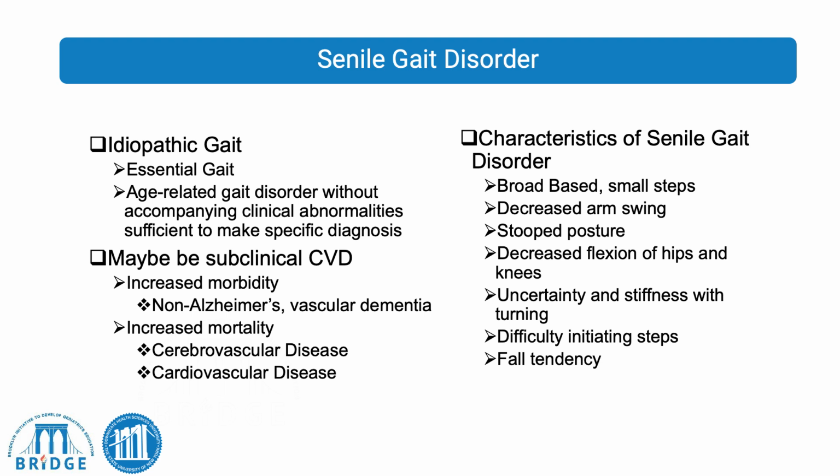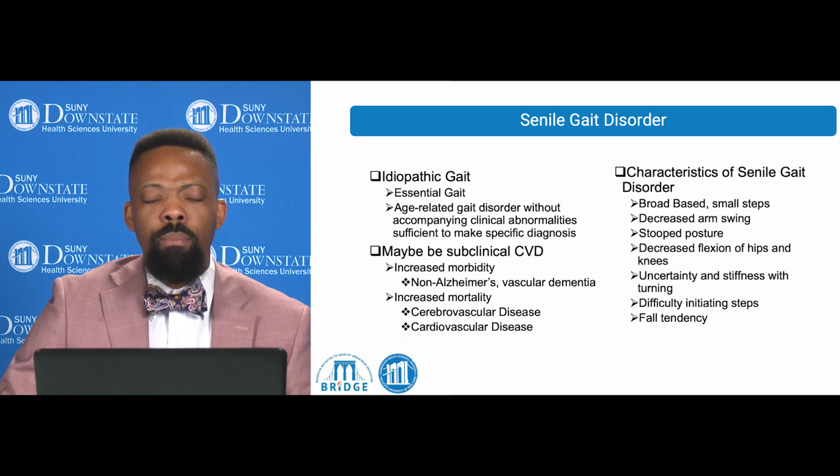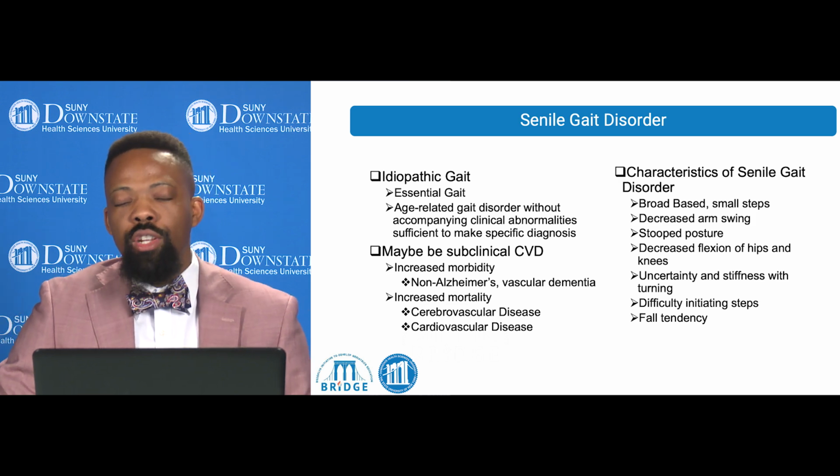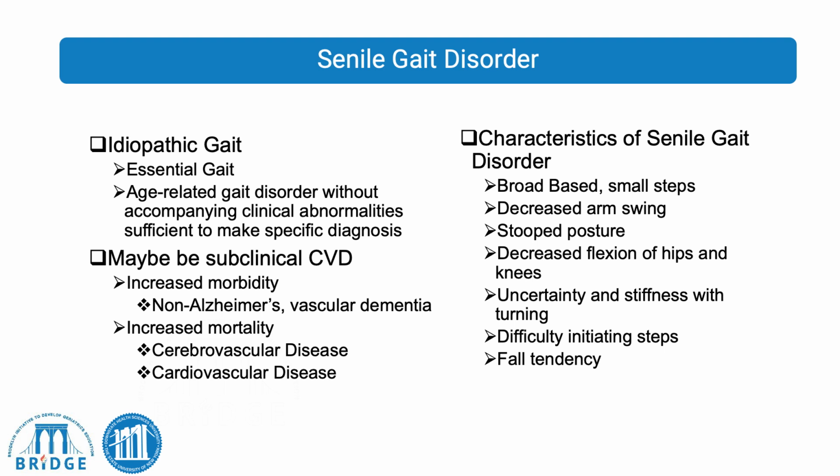And this is important because evidence supports that individuals with idiopathic gait disorder or senile gait disorder are at a higher risk of developing non-Alzheimer's or vascular dementia. In other words, idiopathic gait or senile gait disorder may be evidence of subclinical cardiovascular disease. So individuals with senile gait disorder who are followed have an increased risk of mortality from cerebrovascular disease and/or cardiovascular disease. What are some of the characteristics of senile gait disorder?